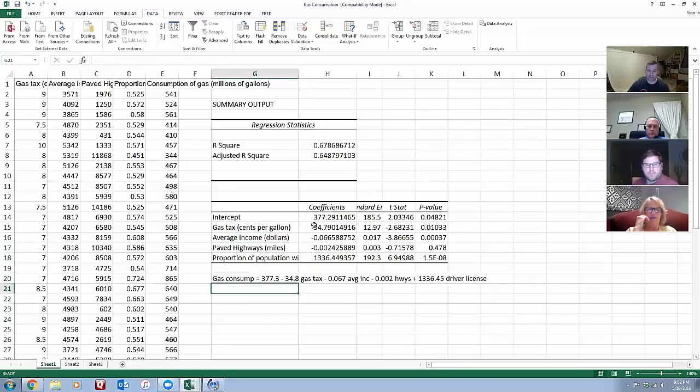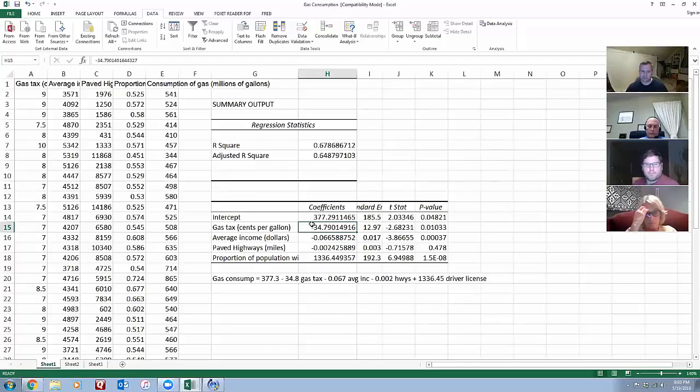So you can come up with guesses beforehand, and I would presume that if the gas tax goes up, then that's an increase in the price of gasoline, and that should reduce people's gasoline consumption. So to me, seeing a negative sign on the gas tax coefficient makes sense.